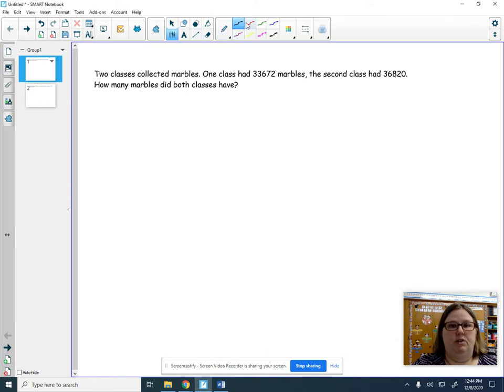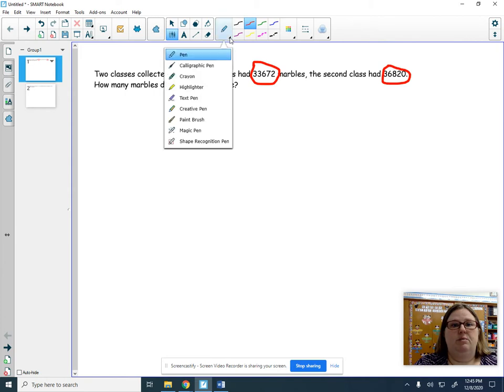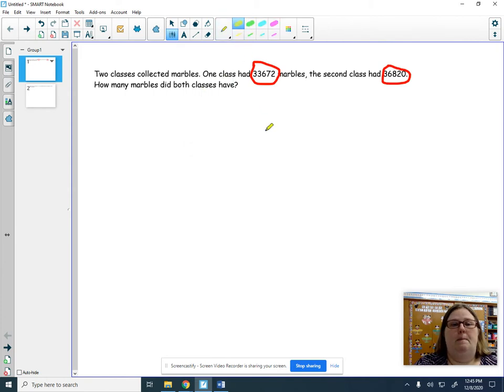So the first thing we're going to do, circle our numbers. So I know 33,672 is one of my numbers, and then 36,820 is my other number. The next thing I'm going to do is highlight my keyword. So we're going to look at our question. How many marbles did both classes have? So both is going to be my keyword. Both is telling me I need to add them together because it wants to know how many both had, so the total amount.